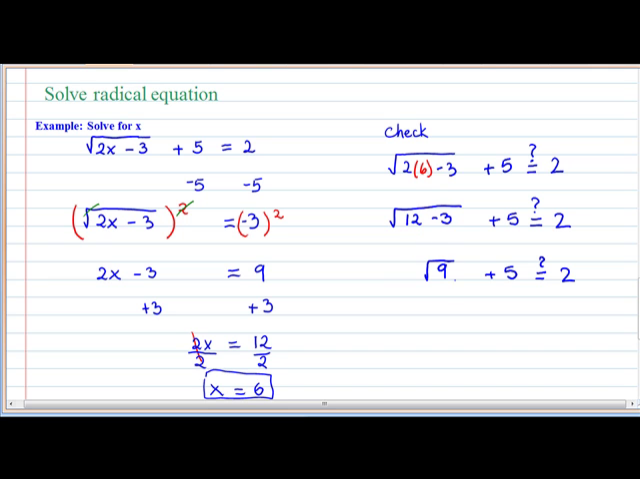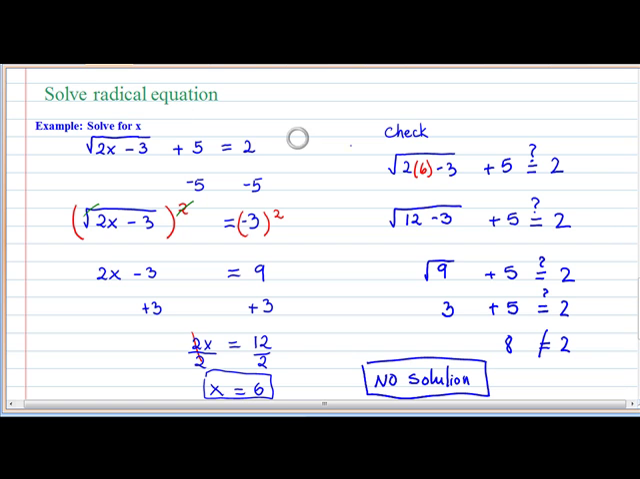Now the square root of 9 is 3. Now 3 plus 5 is 8. 8 is not equal to 2. That means this is not a good solution. So our answer is no solution. That is the answer for this problem. When we work with a radical equation, we always have to check, because sometimes the solution is not good. Let's try another example.